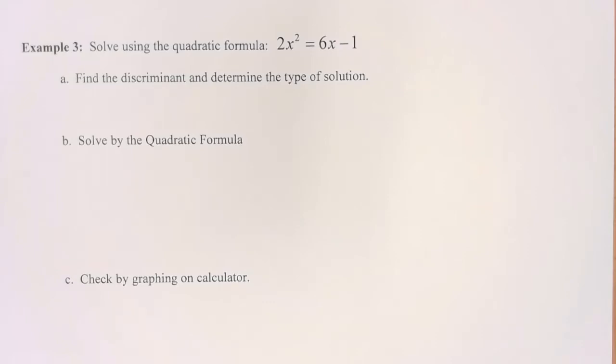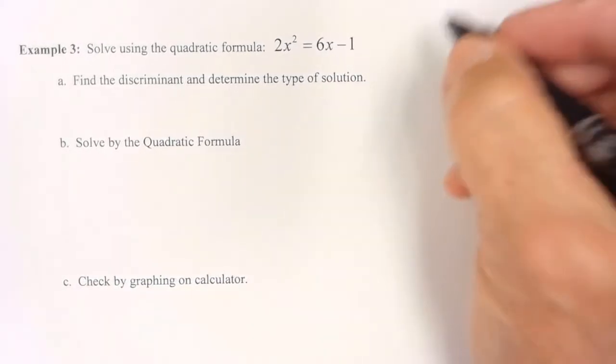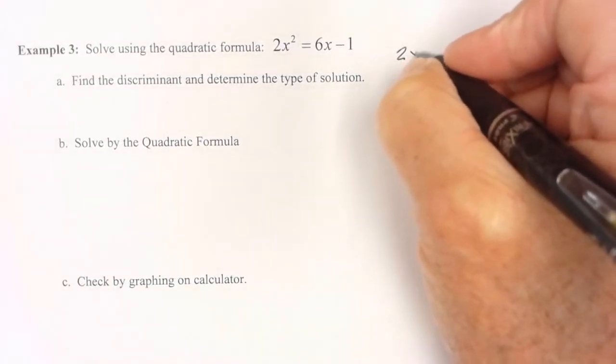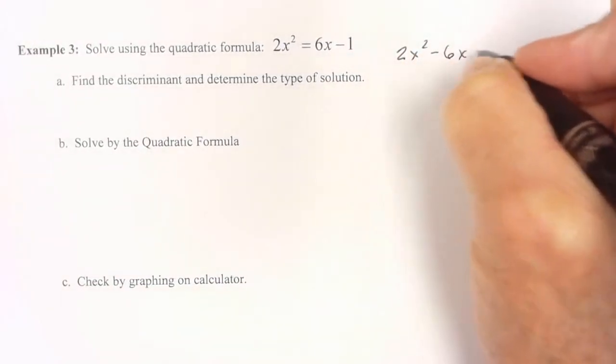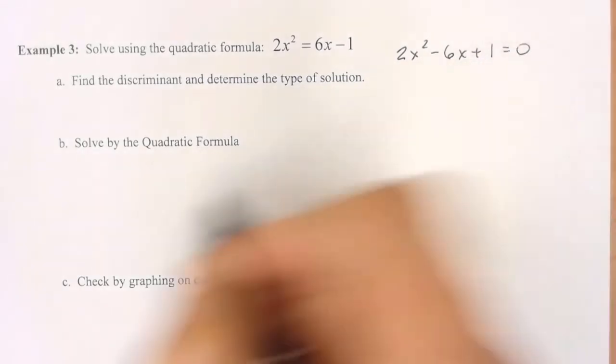We've got a few more problems that we're going to use the quadratic formula on, and on this particular page, example 3 and example 4, if you'll notice, there are no directions that indicate to solve by factoring because these are not factorable. So we're going to have to use the quadratic formula. So let's get it in our standard form. So I've got 2x squared minus 6x plus 1 equals 0.